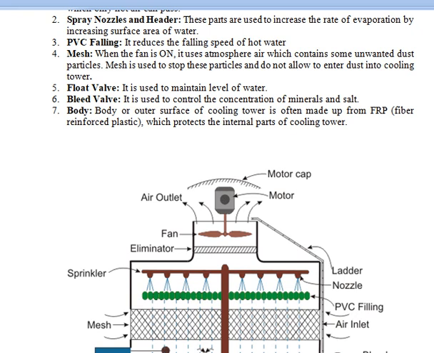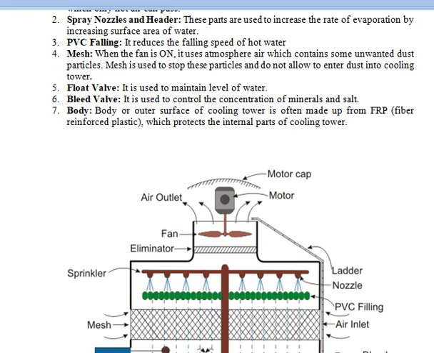The mesh, when the fan is on, this is the fan. When the fan is on, it uses the atmospheric air which contains some unwanted dust particles. The mesh is used to stop these particles and not allow dust to enter the cooling tower. That means this mesh is a device which does not allow the unwanted moisture and unwanted dust particles into this region.